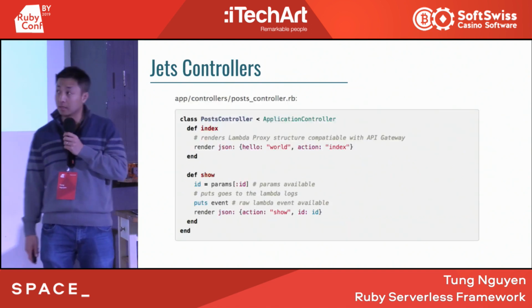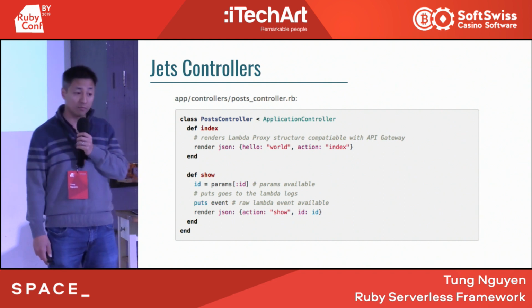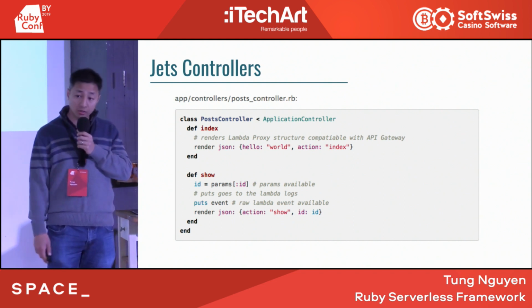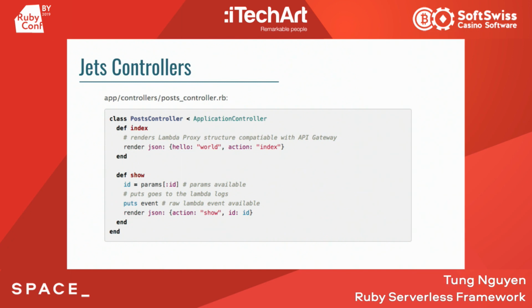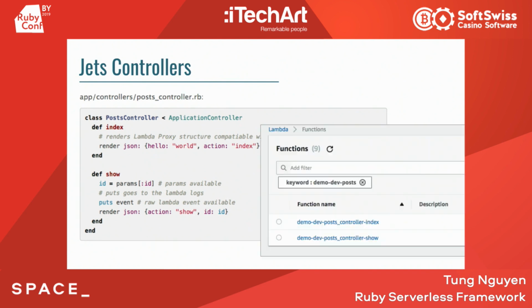So this is actually, I think, the first one that's very interesting. This is a Jets controller. It inherits from an application controller. There's an index method there. There's a show method. Those public methods get translated into Lambda functions. Jets evaluates your code and translates that to Lambda functions, individual Lambda functions.